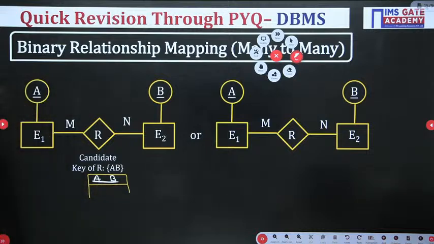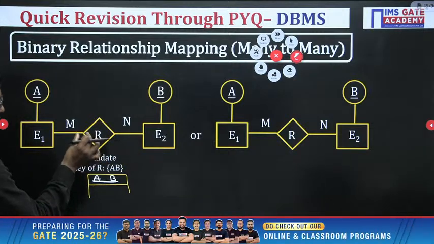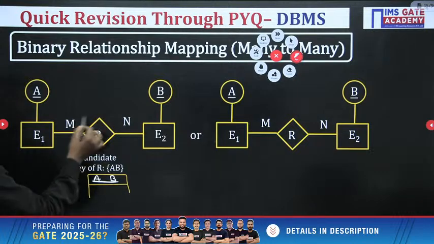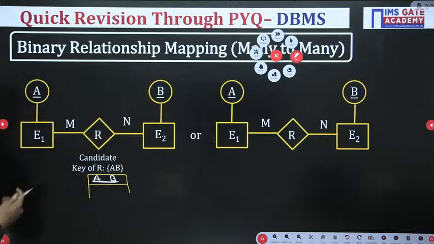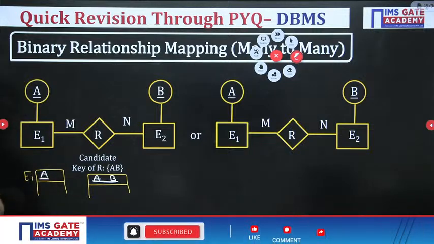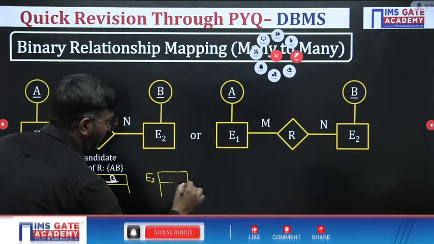Getting my point? So in case of many to many with partial participation on both sides, it is not possible to merge this R either towards the E2 side or towards the E1 side. It means this R is going to form a separate table. This E1 will also form a separate table with attribute A. Similarly, this E2 also forms a separate table with attribute B.